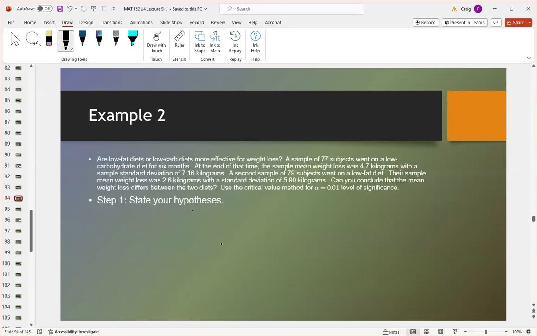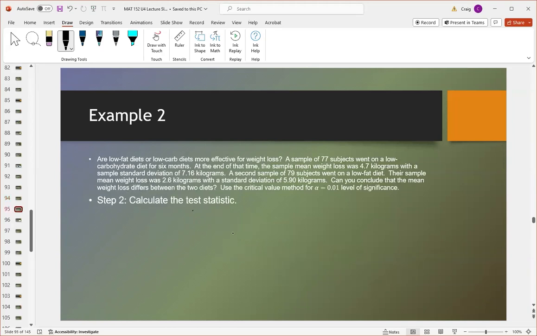Okay, so first we want to state our hypotheses. Remember that the null hypothesis is that the two groups, the mean weight loss of the carb diet is equal to the mean weight loss of the low-fat diet. The alternative, we're trying to conclude if they're different. And if they're different, then we would use not equal to. And so in this case, we're going to have a two-tailed test.